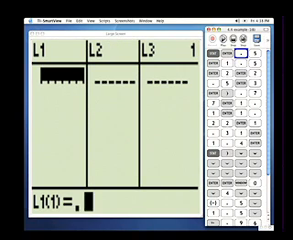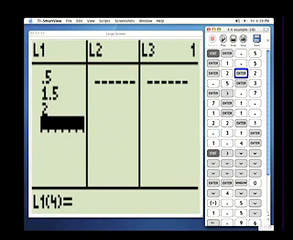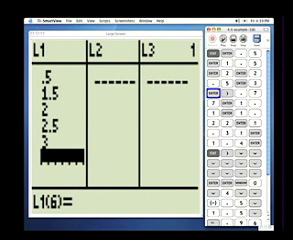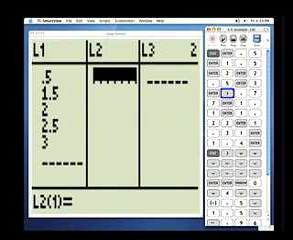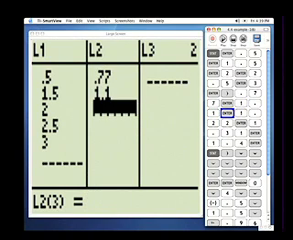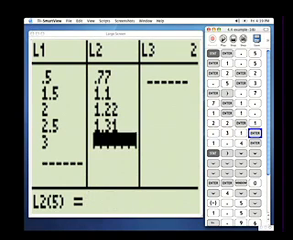So the first set of data is going to be for the W weight, so it's 0.5, then 1.5 and click enter, then 2 and click enter, then 2.5 and click enter, then enter 3 and click enter. Then use the right arrow so that you can go under list 2, and now we'll enter 0.77 and click enter, then 1.1 and click enter, then 1.22 and click enter, 1.31, click enter, 1.4 and click enter.